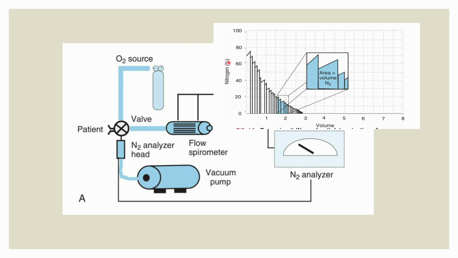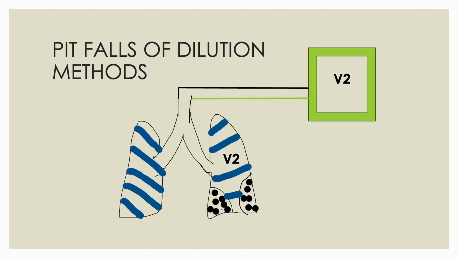This is what the graph looks like, and at the end, this area under the curve will not change much. So you have a constant nitrogen monitoring, and that is how you know that the concentration has been achieved. So much like the helium method, the only thing is this is a washout method.